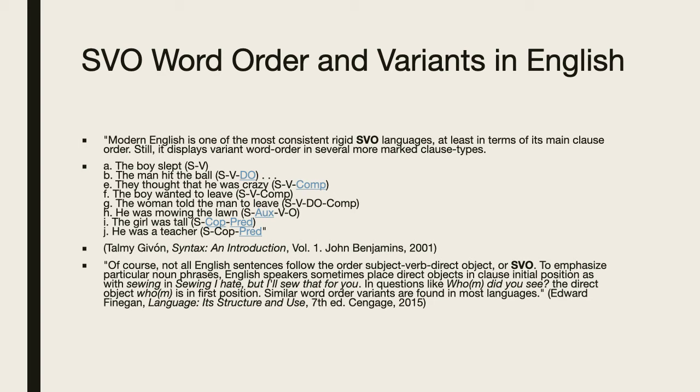So, of course, not all English sentences follow the order subject, verb, direct object, or SVO. To emphasize a particular noun phrase, English speakers sometimes place direct objects in clause initial position, as with "suing" in "Suing, I hate, but I sue that for you." In questions like "Whom did you see?", the direct object whom is in first position. Similar word order variants are found in most languages.